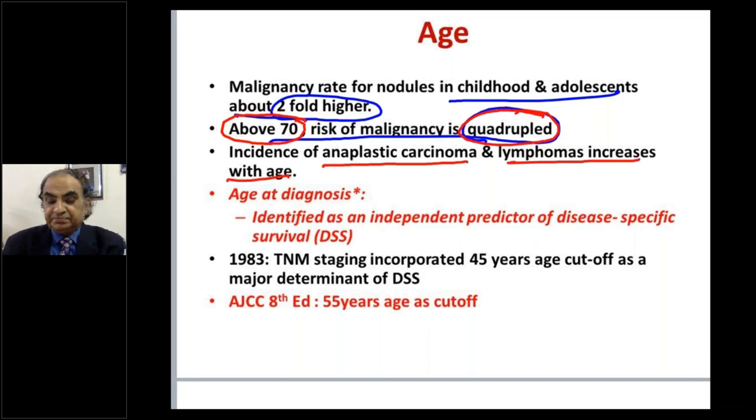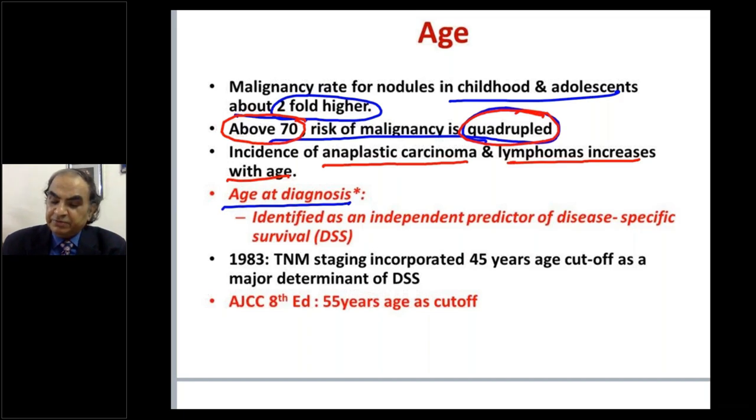So, which age is likely to be anaplastic? Higher age. And which age is more likely to have lymphoma? Older patients, right? Now, age at diagnosis is an independent predictor factor, and we know about it. Age at diagnosis is identified as an independent predictor of disease-specific survival.